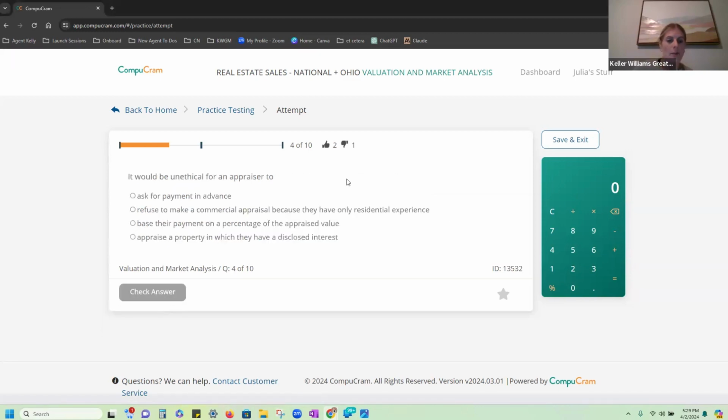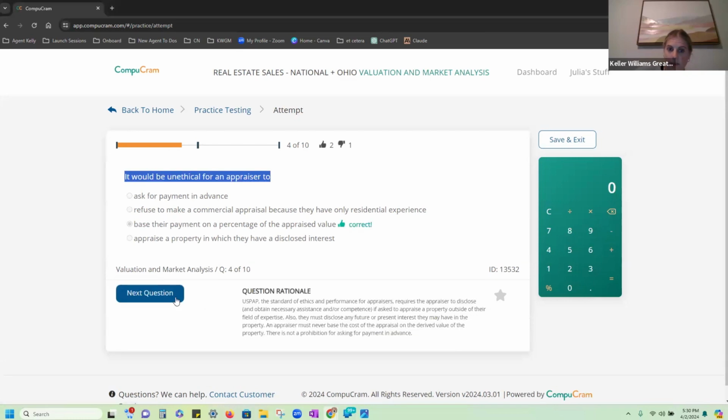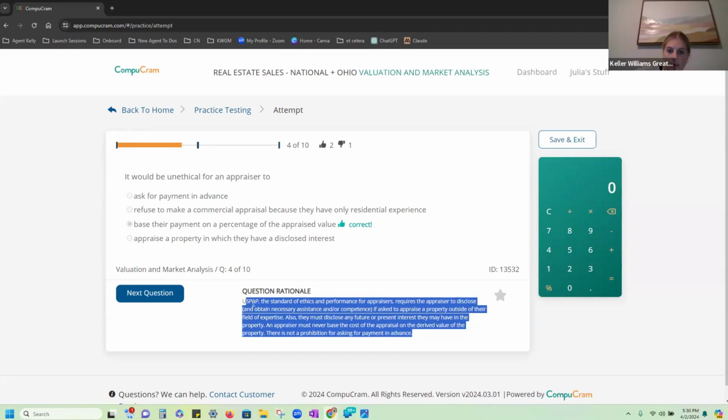It would be unethical for an appraiser to A, ask for payment in advance, B, refuse to make a commercial appraisal because they have only residential experience, C, base their payment on a percentage of the appraised value, or D, appraise a property in which they have a disclosed interest. It would be unethical for an appraiser to base their payment on a percentage of the appraised value. Dark guess? And that is correct. Good job. That was a tricky one. Good job.